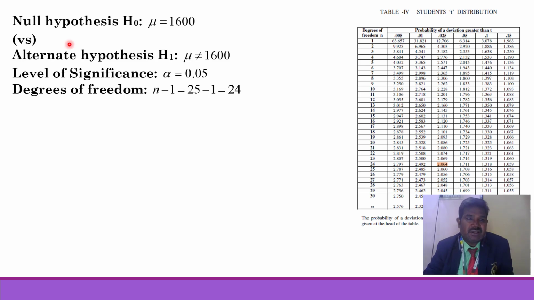So first we have to fix the null hypothesis, H naught: mu is equal to 1600. So the claim is acceptable. The alternative hypothesis is H1: mu is not equal to 1600. The level of significance is given in the problem, so we choose the same: alpha is 0.05, with the degrees of freedom n minus 1. The size of the sample is 25, so 25 minus 1 is 24.